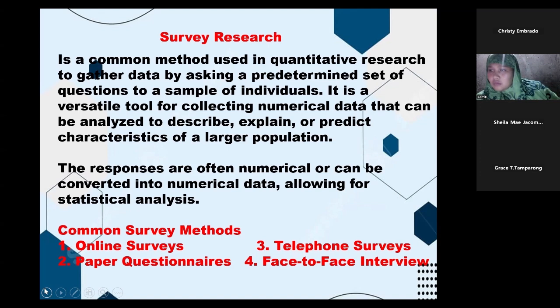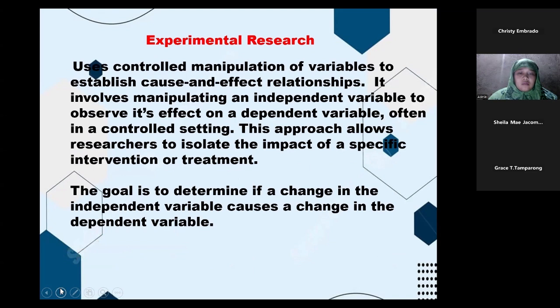Experimental research uses controlled manipulation of variables to establish a cause and effect relationship. It involves manipulating an independent variable to observe its effect on a dependent variable, often in a controlled setting. This approach allows researchers to isolate the impact of a specific intervention or treatment. The goal of experimental research is to determine if a change in the independent variable causes a change in the dependent variable.